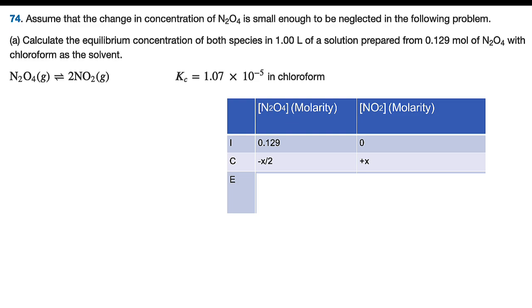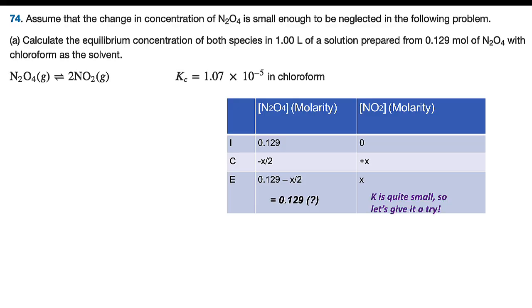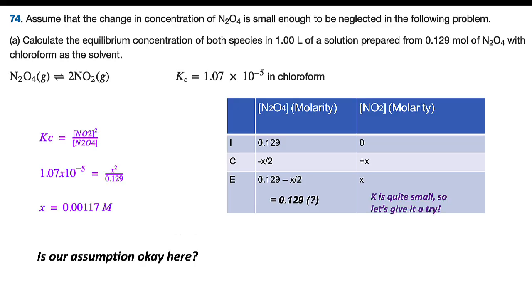And if you ended up defining this as minus X and plus 2X, that's perfectly fine. We're going to take a look at how that works and gets us to the same answer in just a second. We define here our E row, which is I plus C, and we say, well, it's a pretty small value of Kc. Maybe our 5% rule can work. Let's give it a try. And when we do that, we end up with the following.